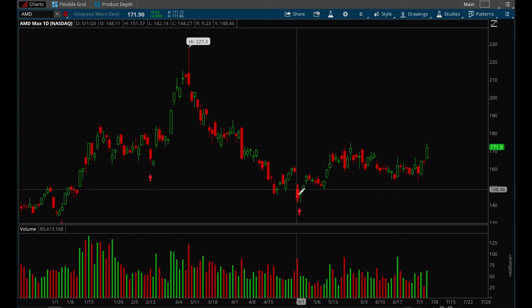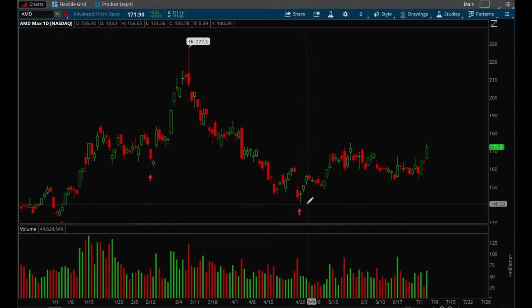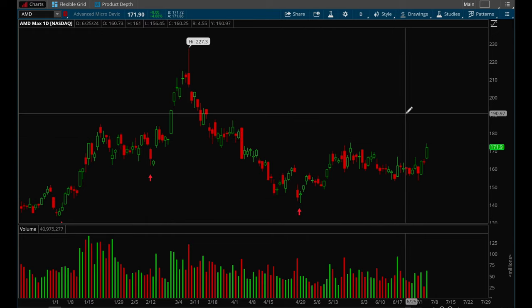But yeah, and then here's a more recent example, right? This was the previous low, we make a lower low, and then we undercut, we form a hammer here, and then we get a pretty nice rally.